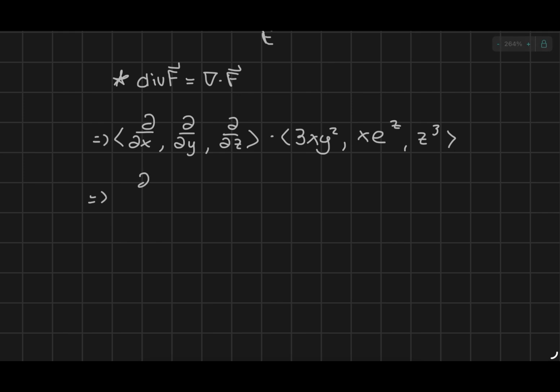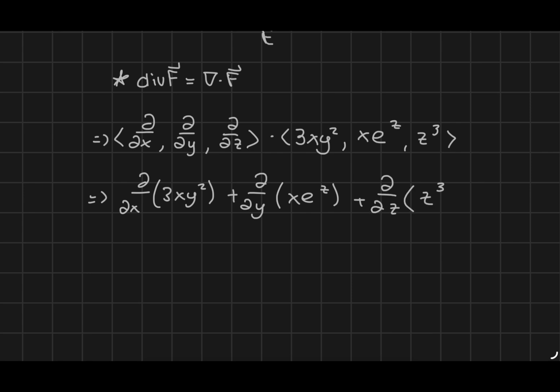We're going to have our first term be the partial with respect to x of 3xy squared, plus the partial with respect to y of x e to the z, plus the partial with respect to z of z cubed. And of course that is going to equal 3y squared. Taking the partial of that first term, that's going to be the partial of 3xy squared with respect to x. That x is just going to cancel out and turn into 1. Therefore, we're going to be left with a 3y squared.